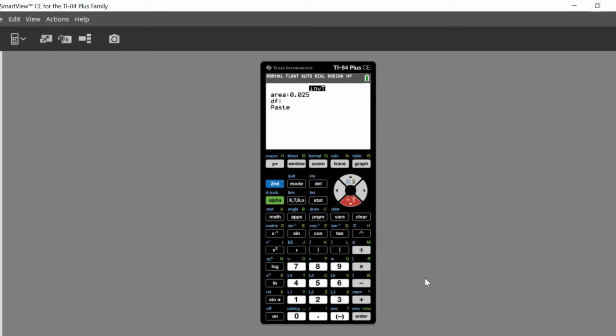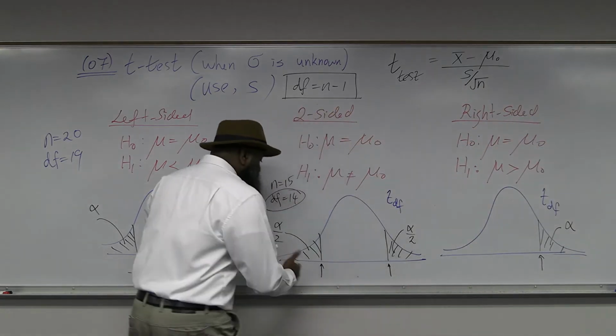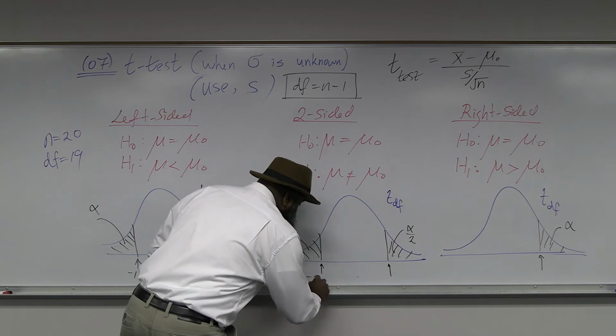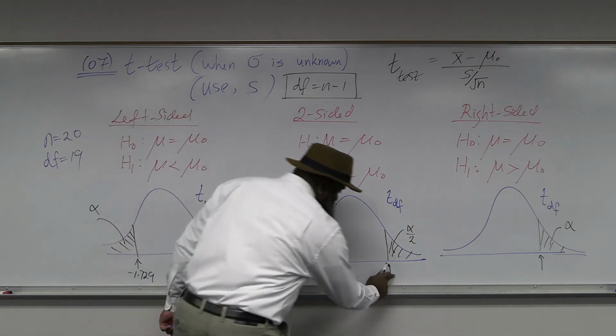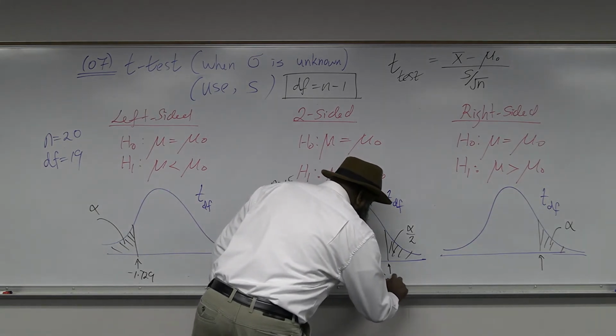Degrees of freedom for this example is equal to 14. And we will select paste and hit enter again. We have two t critical values. The value on the left tail is equal to negative 2.1448. The value on the right tail should be positive 2.1448. We got negative 2.145. By symmetry, the other value should be positive 2.145.